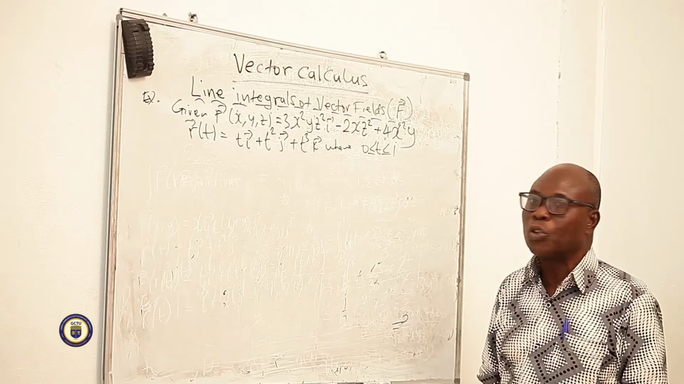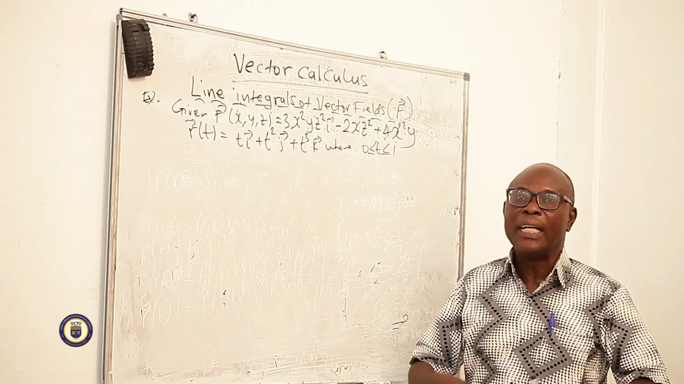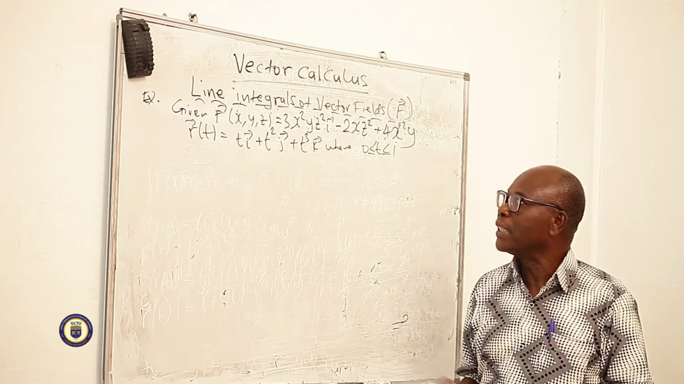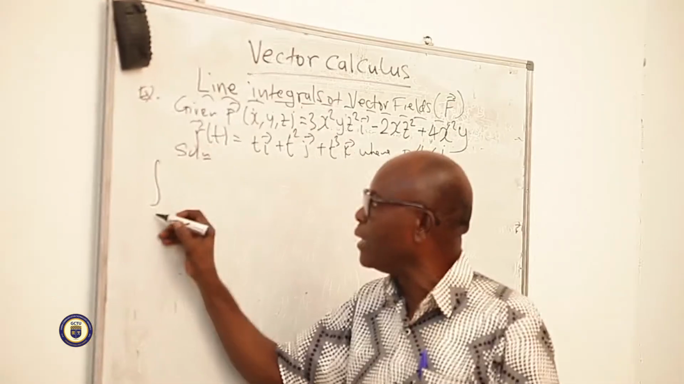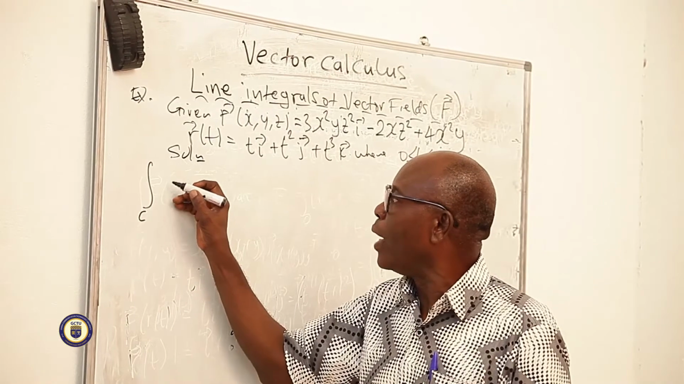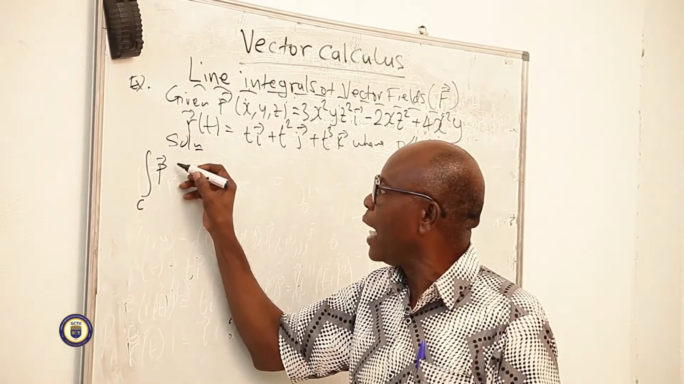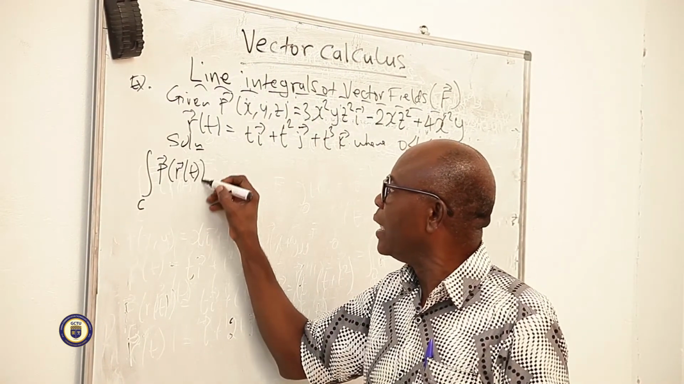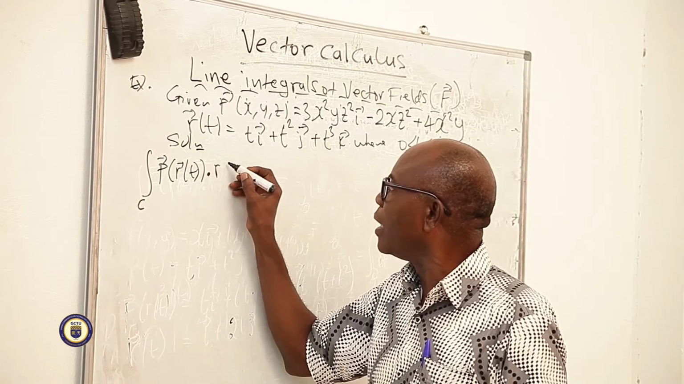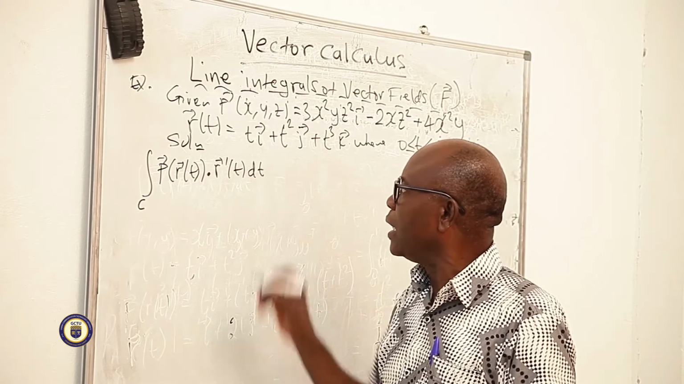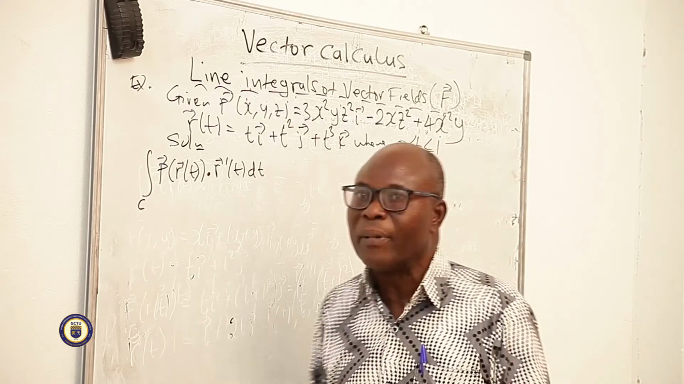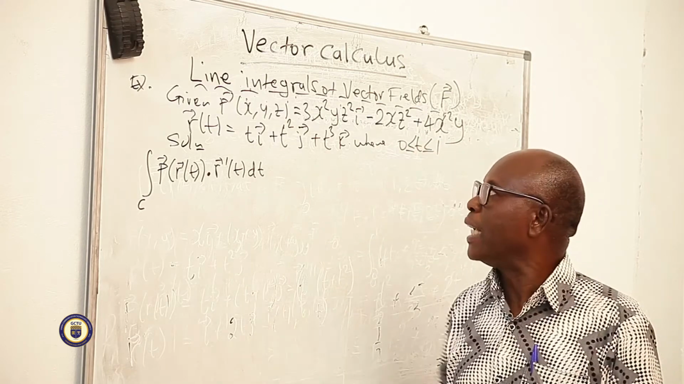And so to solve this line integral in space, we still use the formula, that's the line integral over C of F(r(t)) dot r prime(t) dt. And so we need to parameterize the vector field F.